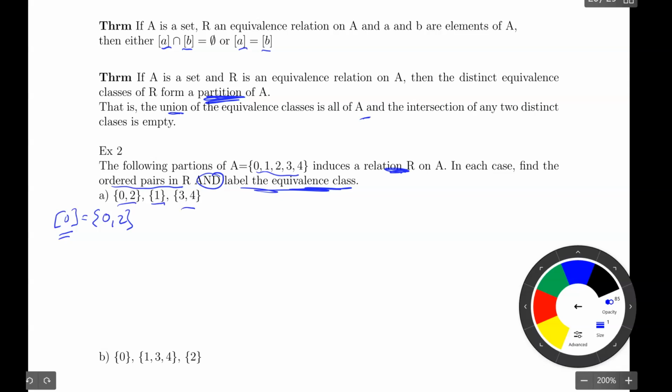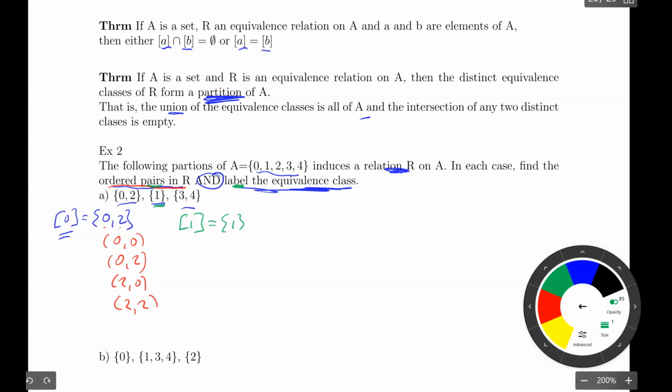So what are all the ordered pairs? So all the ordered pairs would be all the ways that these two things can be related to each other. So 0 is related to 0, 0 to 2, 2 to 0, and 2 to 2. So those would be all the ordered pairs that come out of that equivalence relation. Okay, so then here, so this would be the class 1, right? That's labeling the class. And then now let's go find the ordered pairs. So here we would just have 1 related to 1. That's it. That's all I've got.